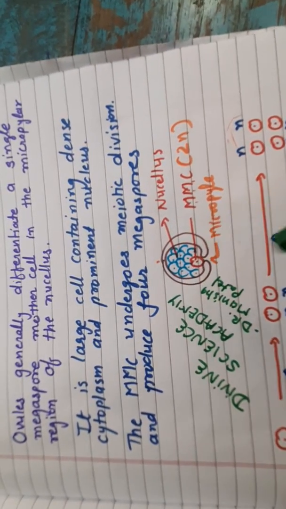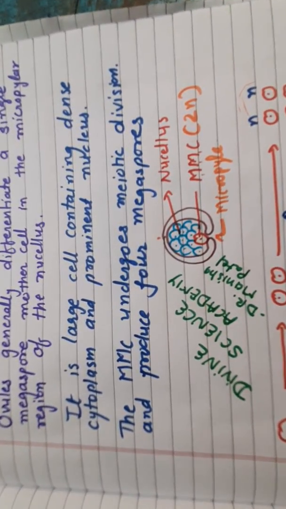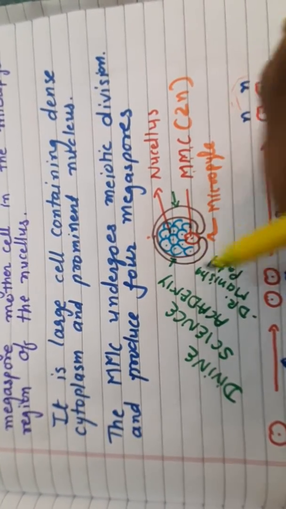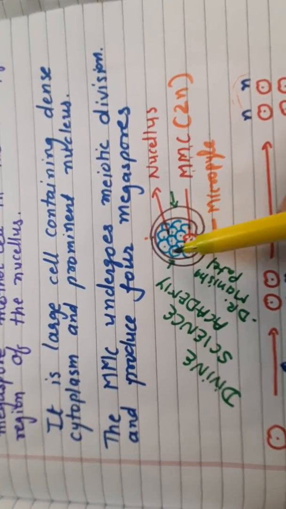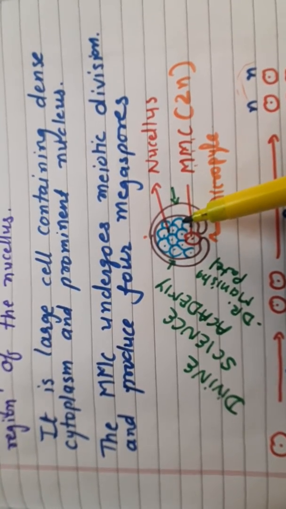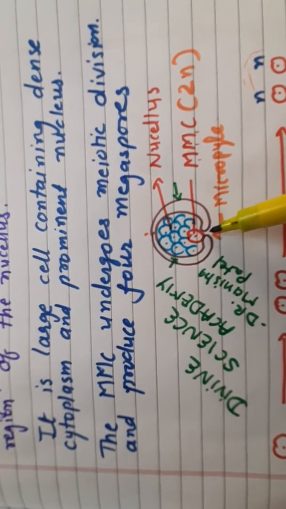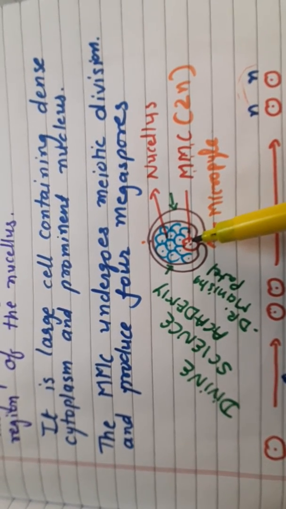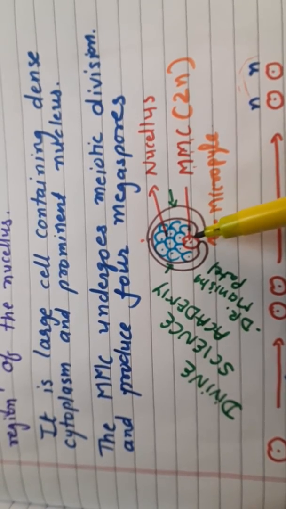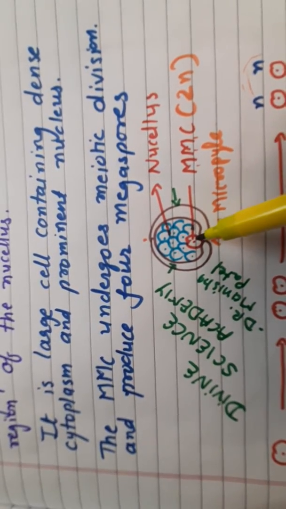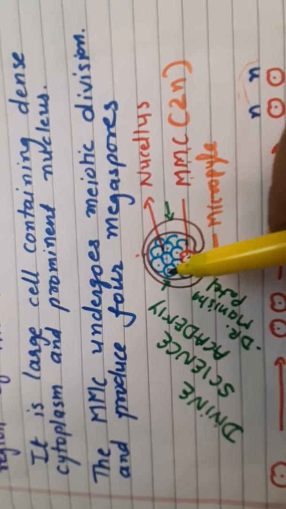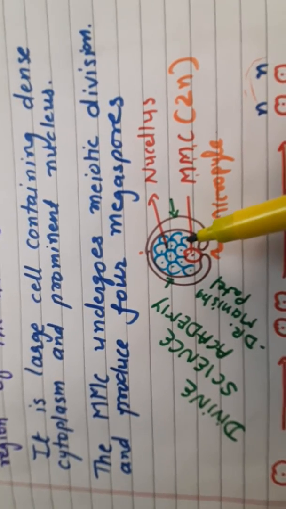So we have seen the structure of the ovule. The ovule is surrounded by two membranes, two integuments. This is the outer integument and this is the inner integument. The integument surrounds the nucellus. The nucellus possesses so many cells. Towards the micropyle end, one cell becomes large, contains dense cytoplasm and a nucleus, which is known as the megaspore mother cell. Remember, all cells of the nucellus are diploid by nature.